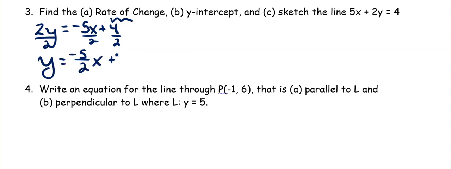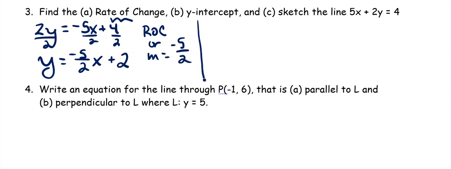plus 4 divided by 2, which is, of course, 2. From here now, I can easily identify the rate of change. The rate of change, or slope, equals -5/2. Part B wants me to identify the y-intercept. Well, once again, now that it's in this form, it's very easy to identify the y-intercept. The y-intercept is 2.